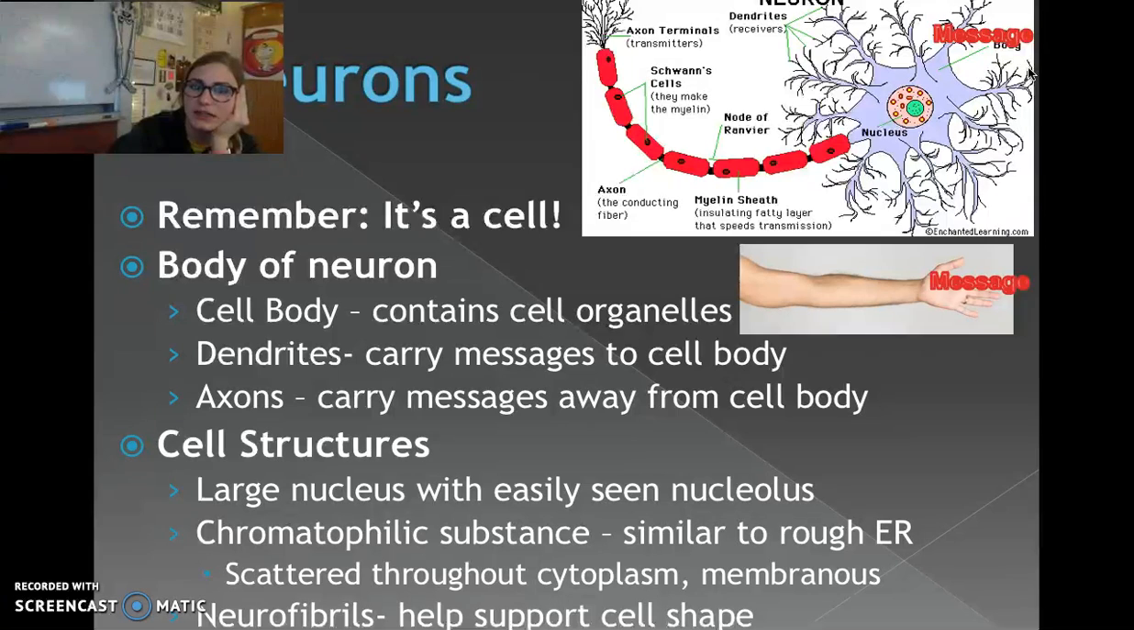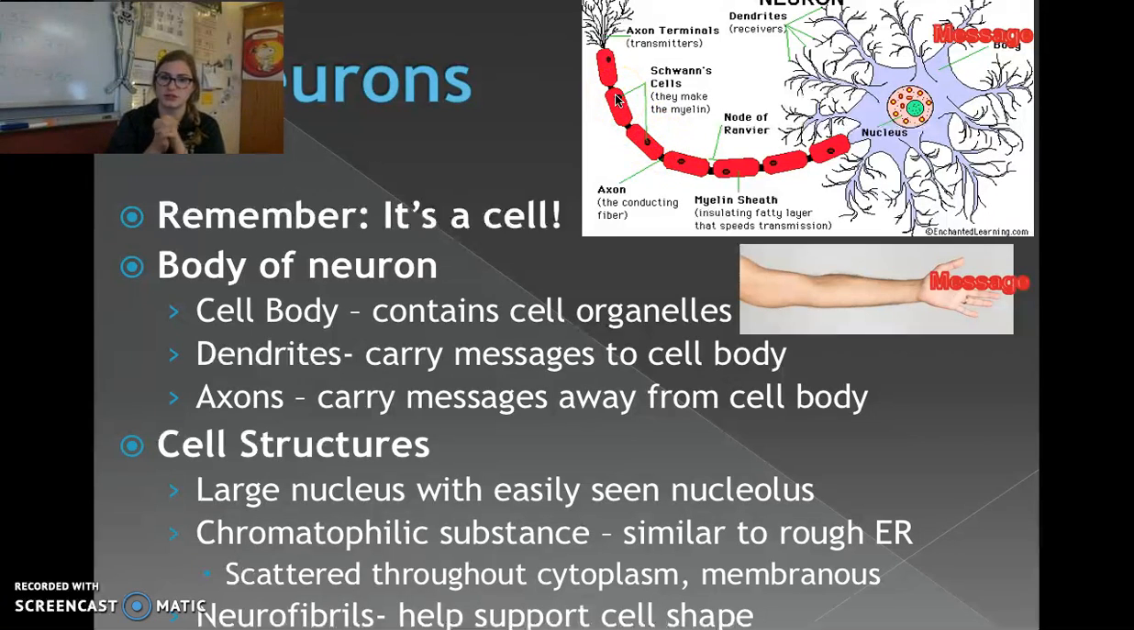So the message starts in the dendrites, the fingertips, and if you think about it, you can feel around and get a lot of that information from your fingertips. You don't feel around with your arm. So your fingertips are receiving the information, the dendrites receive the information. The cell body is what contains all of the cell organelles, including the ribosomes and everything else. And then the axon is what carries the messages away from the body. Notice the myelin sheath, which is the red portion here, moving over the axon in kind of segments.